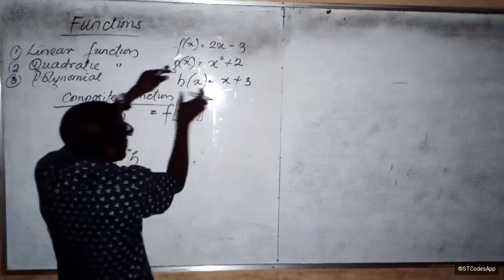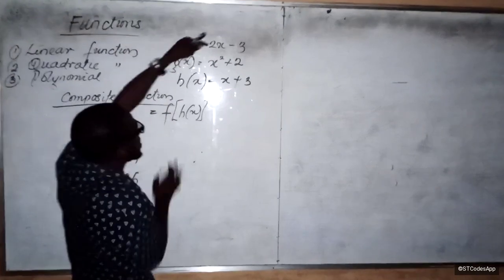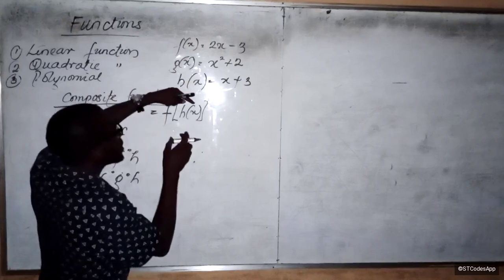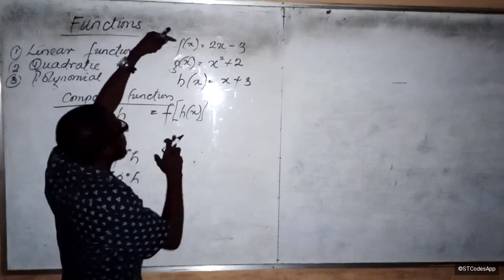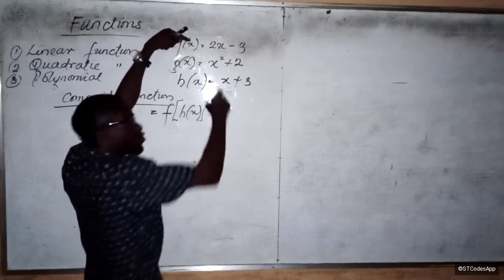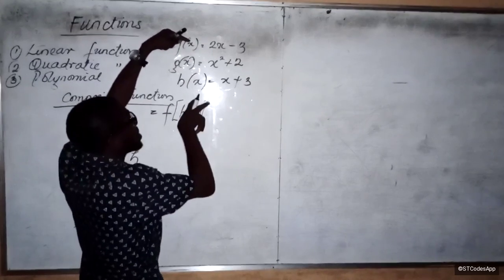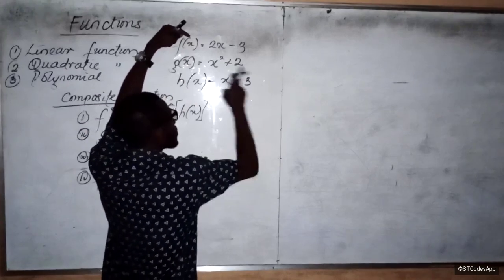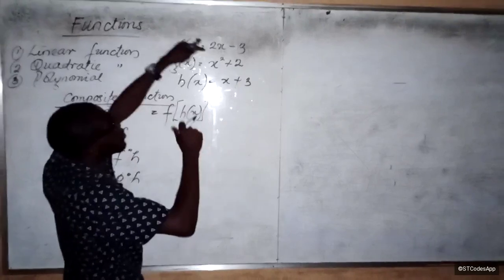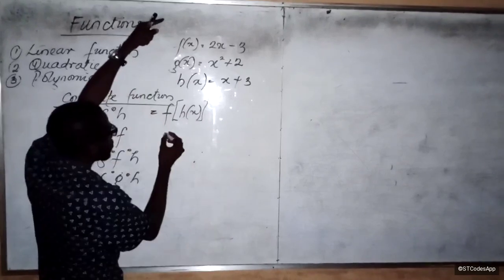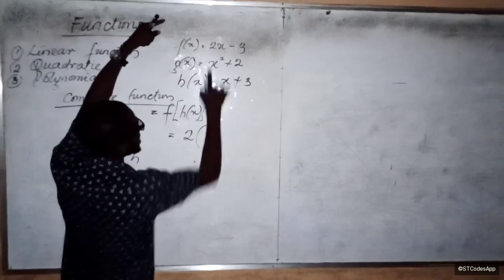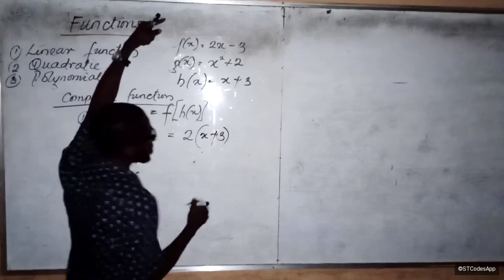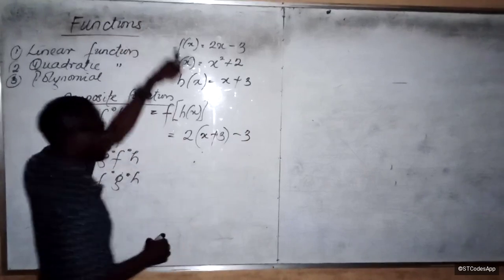You see h of x is x plus 3 and f of x is 2x minus 3. It means that my x value for f of x will now be the function h of x. So the function h of x will represent my x. h of x is x plus 3. So I'm going to be plugging the entire x plus 3 into 2x minus 3. Is that okay? So it's going to become 2 into bracket, anywhere I find x, I'm going to sub in x plus 3, then minus 3. Do we understand?